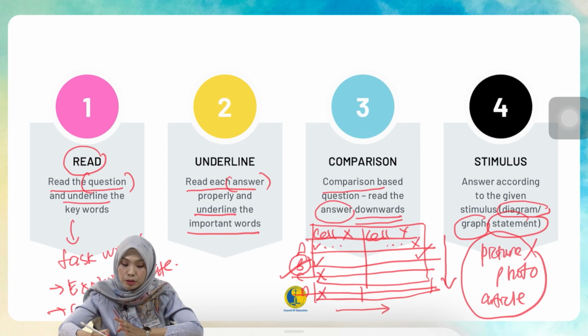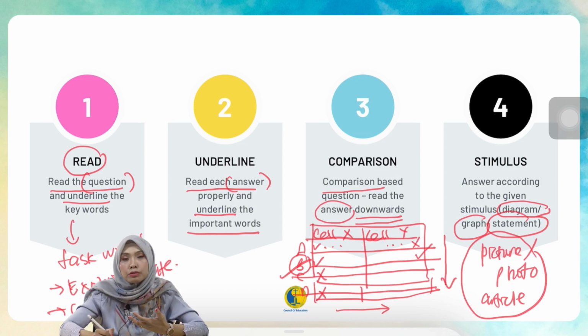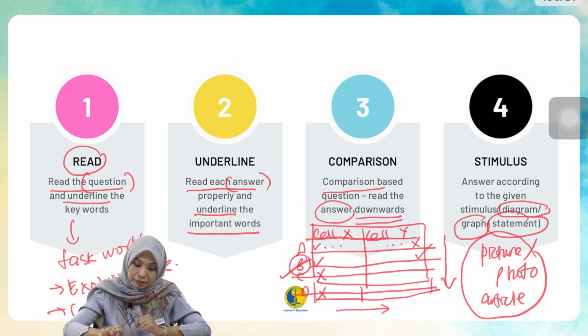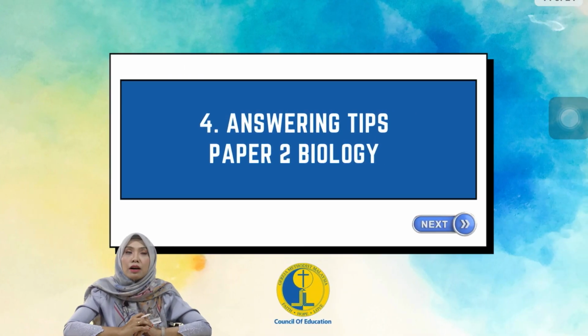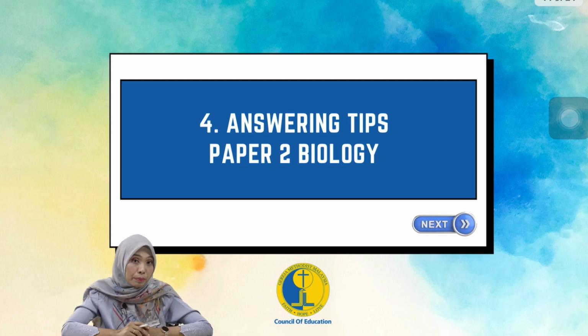I always tell my students, the stimulus is actually not there to make you feel confused. The stimulus is there as your aid, as a visual aid, to help you get to know what your next step is, or what might potentially be the correct answer. Okay, now that's all the 4 important tips in order to do well for paper 1.